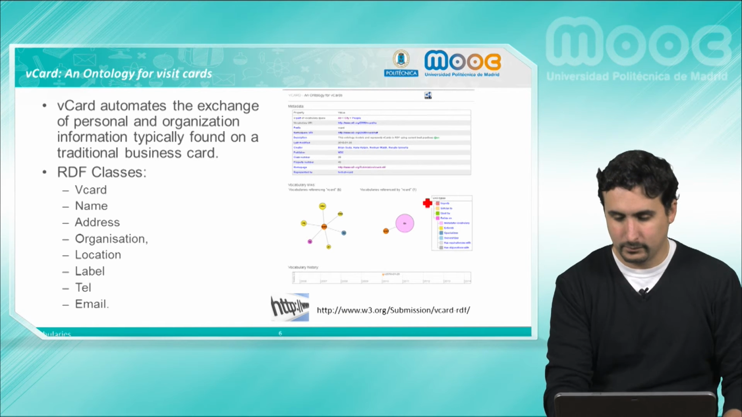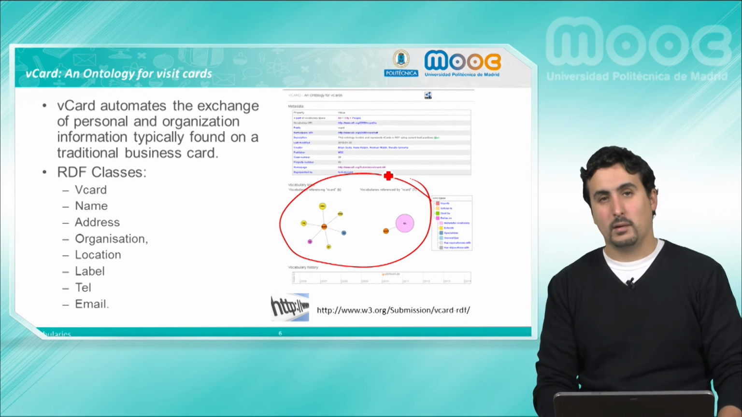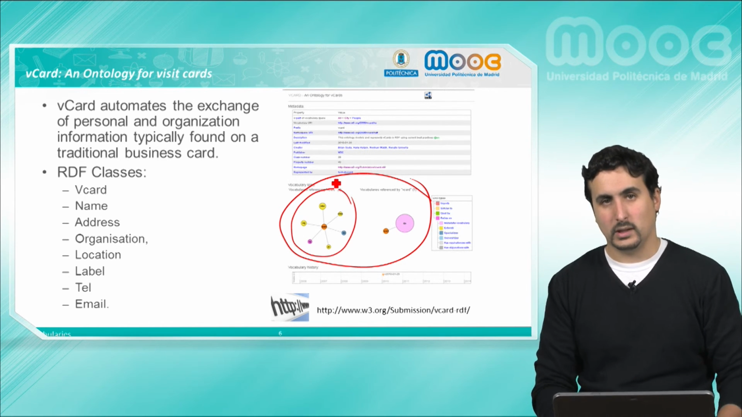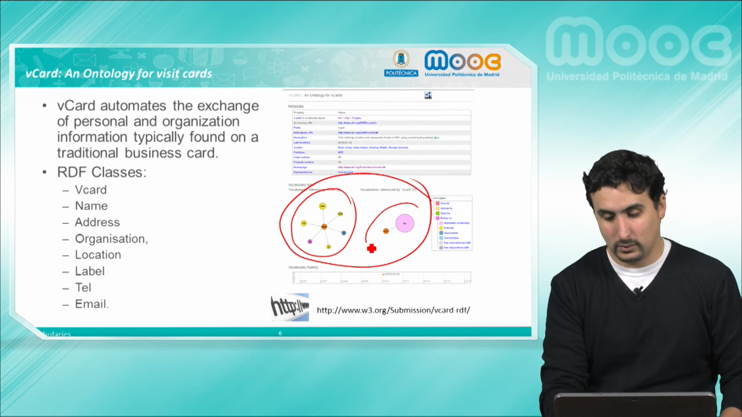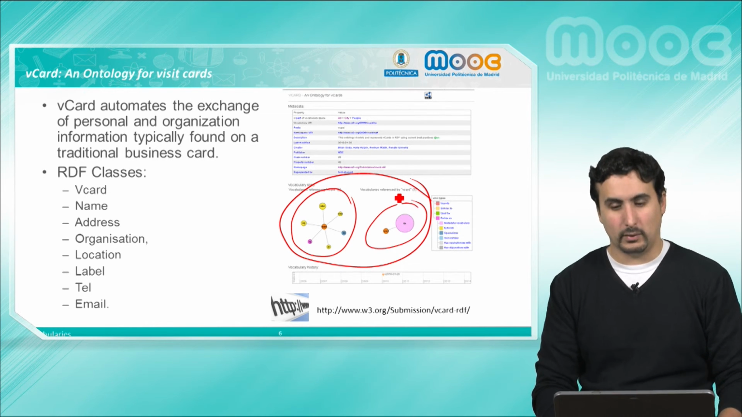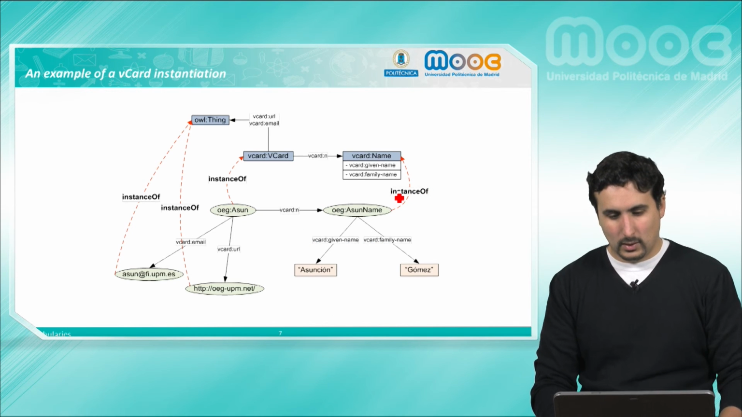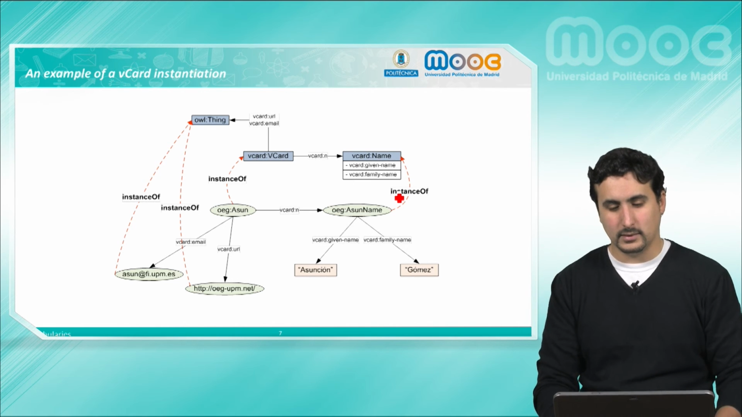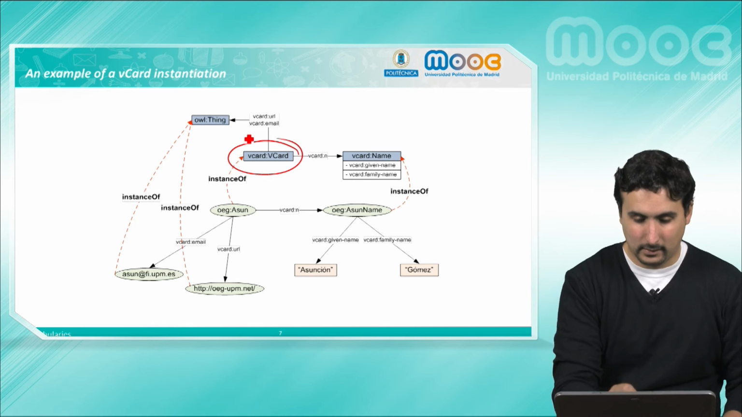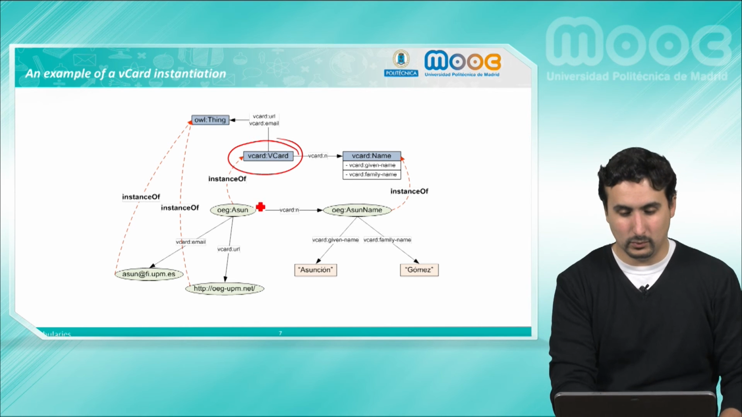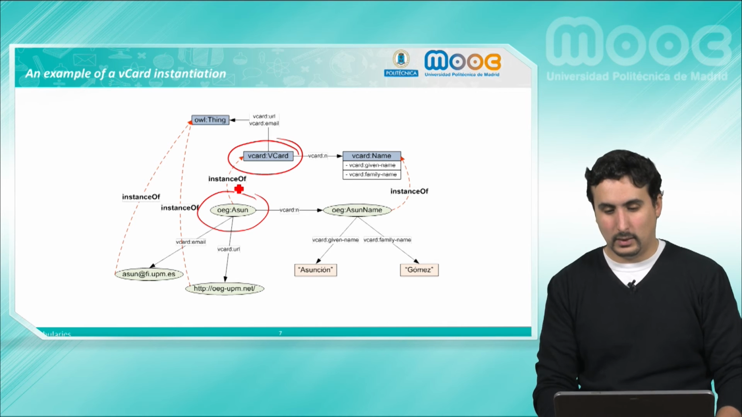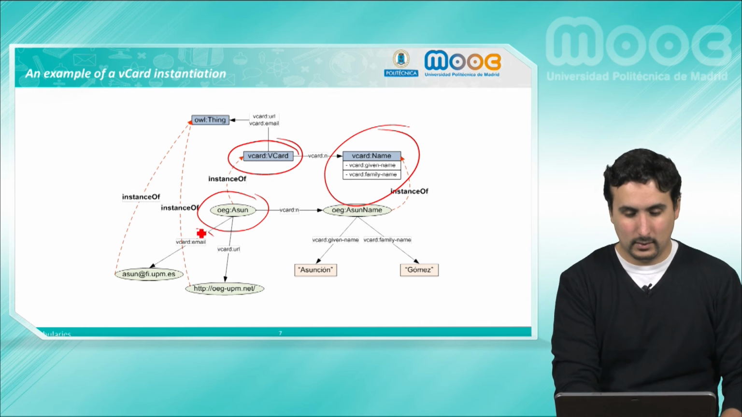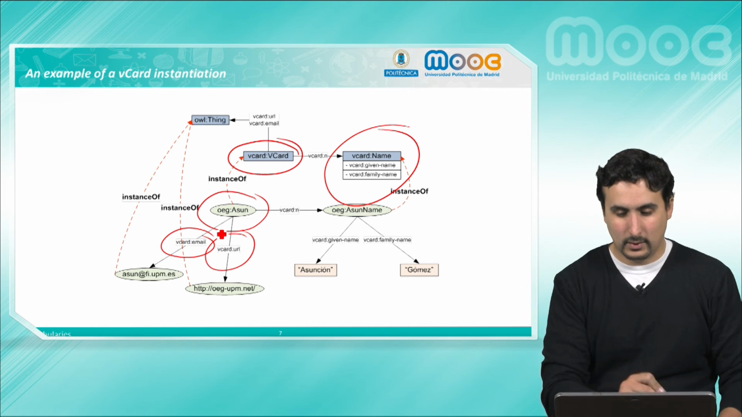As we see here, in contrast with FOAF, vCard is not that popular. It's not that much reused, as we saw in the previous video for FOAF, and it uses only the DC terms vocabulary. This is an example of how vCard can be instantiated. We have the concept of a vCard, which in this case is related to the vCard of Asun, and we have information about the name and, as in FOAF, the email and URL.